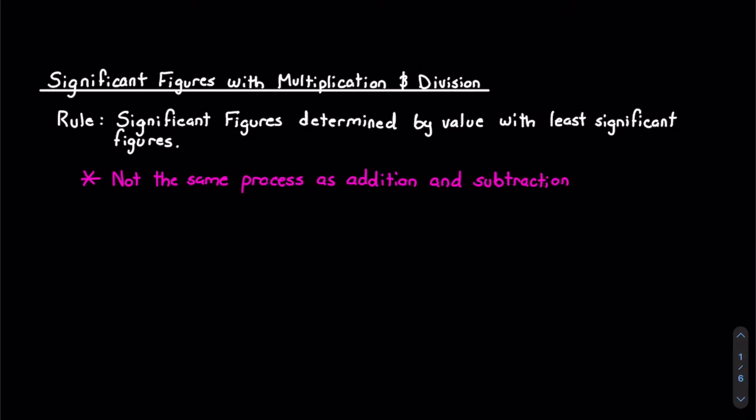So the rule is that significant figures are determined by the value with the least significant figures, both for multiplication and division, and that process does not change. Do note that it's not the same process as addition and subtraction. And if you'd like to see that process, there's a whole video on it, which you can see the card now or the link in the description.